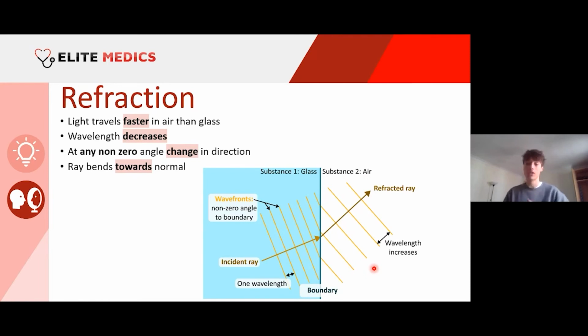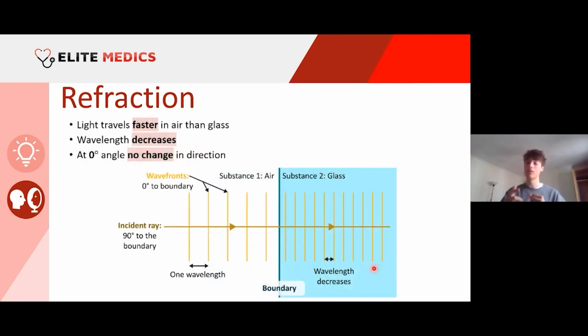Remember your equation, speed is wavelength times frequency. Frequency is constant when we go from one substance to another. So basically speed is proportional to wavelength. If the speed increases, that means the wavelength will increase. Going from one medium to another, if the speed increases, the wavelength will increase. If going from one medium to another the speed decreases, like we had before, then the wavelength will decrease as well.